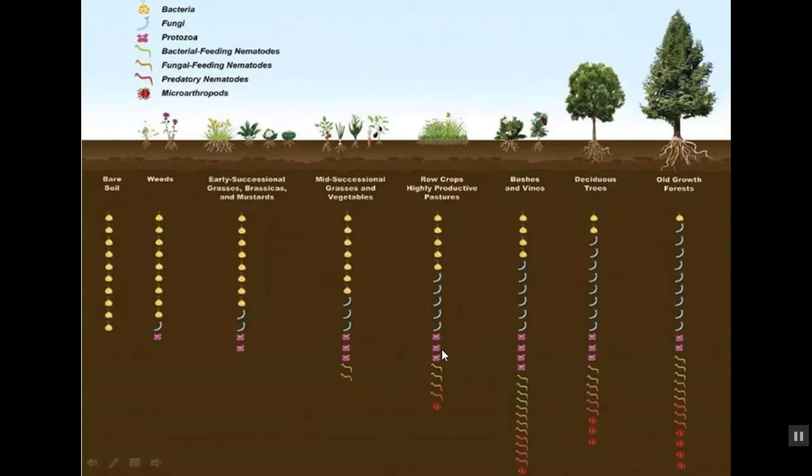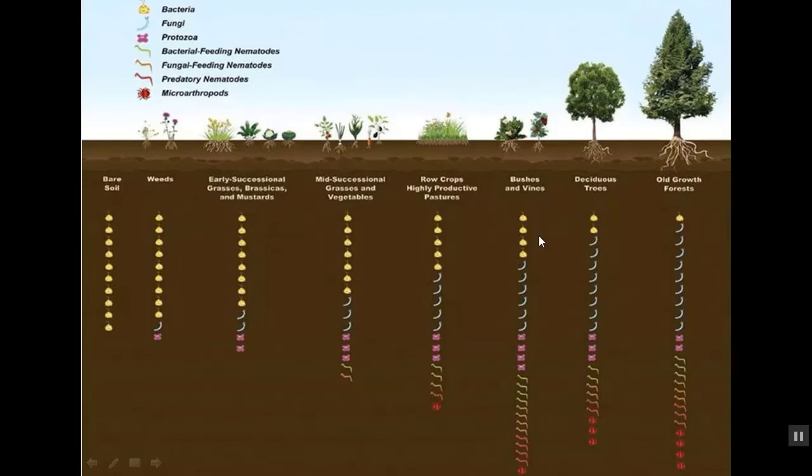We have a stable number of protozoa. We have more bacterial and fungal consuming nematodes. And now we're starting to get some predatory nematodes as well, and some microarthropods once we get to the row crops and all. Then we get to our berry producing plants, all of our perennial bushes and vines.